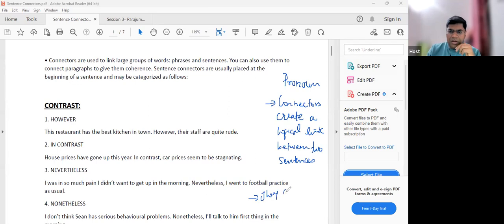They are often adverbs. But because they do the job of connecting, we call them adverbial conjunction. Most of the time, again, I'm not telling you it is always so. Most of the time we call them adverbial conjunction. Because they are adverbs and they are connecting two sentences, we have used the term adverbial conjunction. Okay? So I will give you all the examples now. Don't worry about it. But what is a connector? Connector creates a logical link between two sentences.